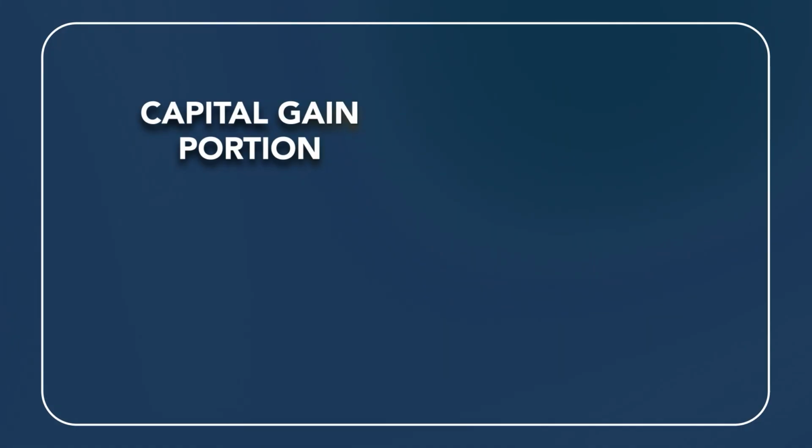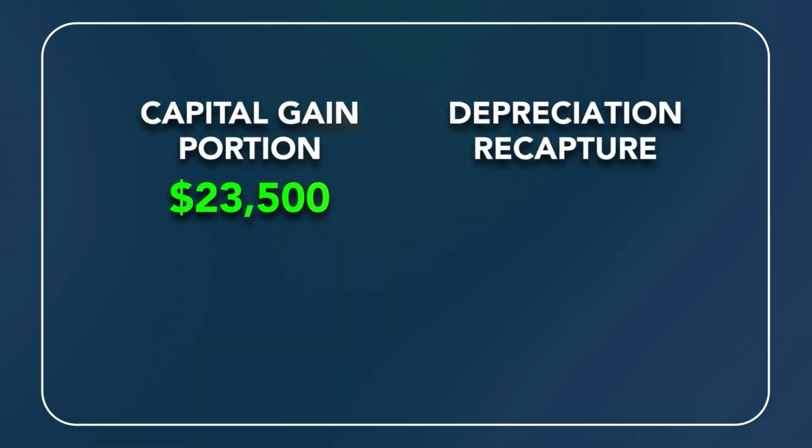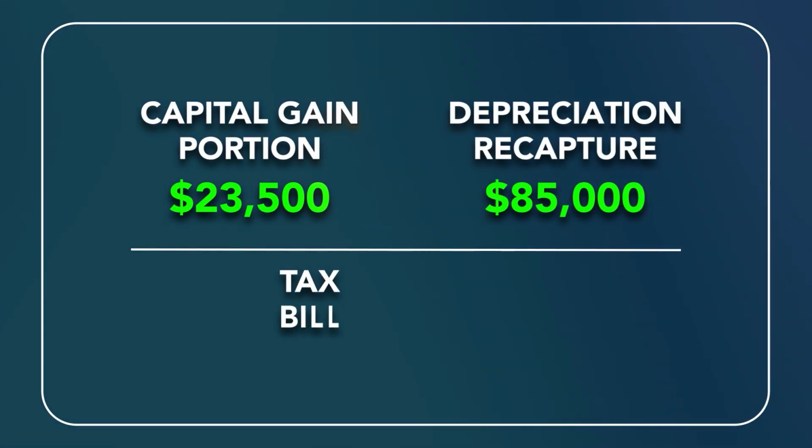So to keep this simple, your capital gain portion could be as much as $23,500, and your depreciation recapture could be something like $85,000. Add them together and you've got a total tax bill of $108,500. The more depreciation you've taken over the time that you've held the property, especially with a cost segregation study, the larger that recapture portion is going to be as a percentage most likely. And this doesn't mean a cost segregation study is bad. It means you need to make a plan for the exit, not just the deductions.